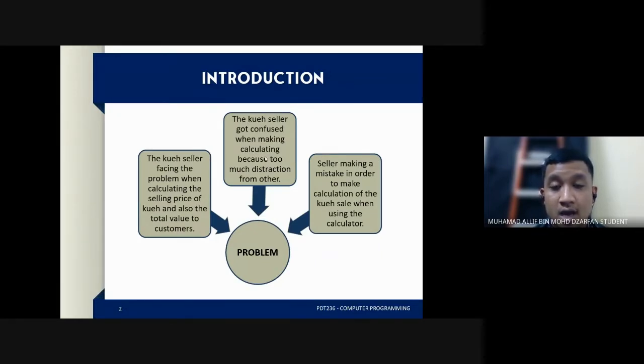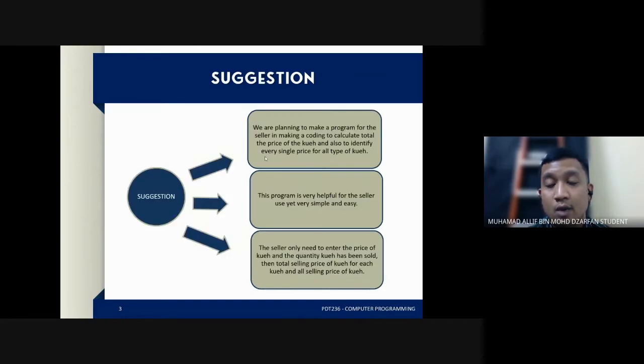the calculation. So from this problem, we can conclude that we identified the problem that is faced by the seller in calculating their daily sales. So we would like to help them calculate their daily sales. Okay, next I would like to pass to Azrin Hafiz.